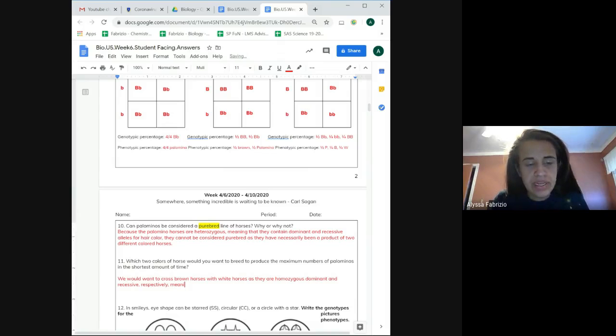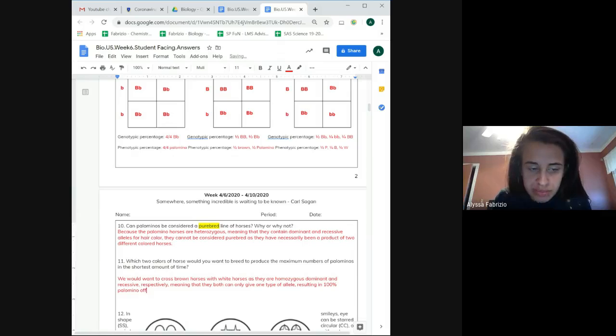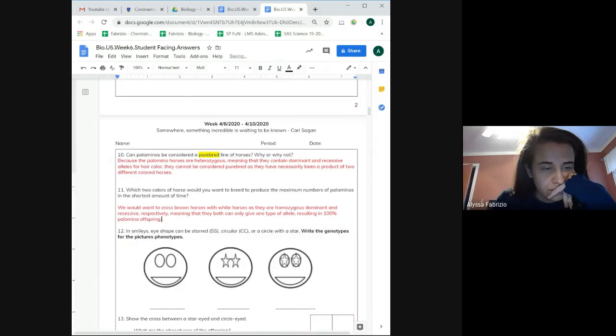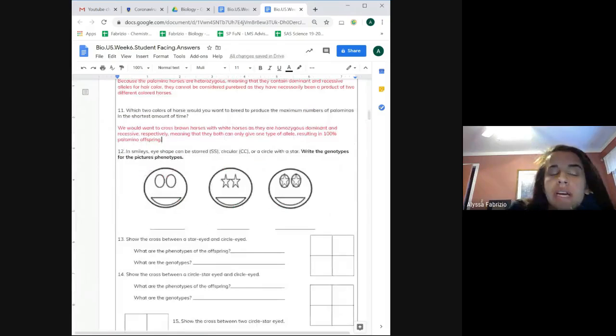Meaning that they both can only give one type of allele, resulting in 100% palomino offspring. Okay, very good. So now we're going to move on to number 12.